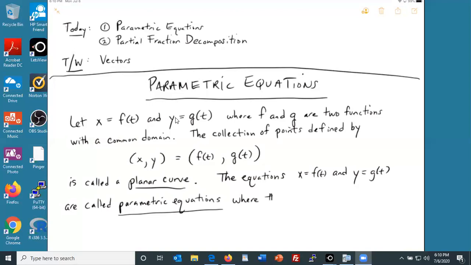Where the variable t is called the parameter.